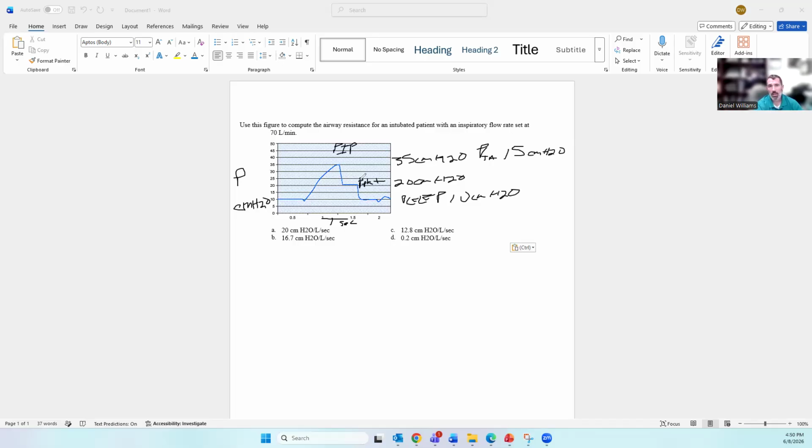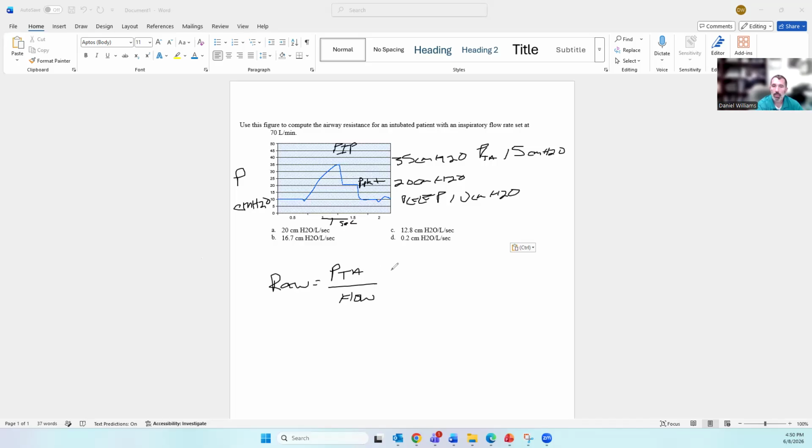So it's asking us to compute. So that's how you look at the graphic and get some numbers off of the graph, get the information that you'll need to be able to answer the question that's being asked of you. So it's asking you to compute the airway resistance for an intubated patient with an inspiratory flow rate set at 70 liters per minute. So now we remember and have to know what our airway resistance formula is. So Raw is our PTA, transairway pressure, divided by flow.